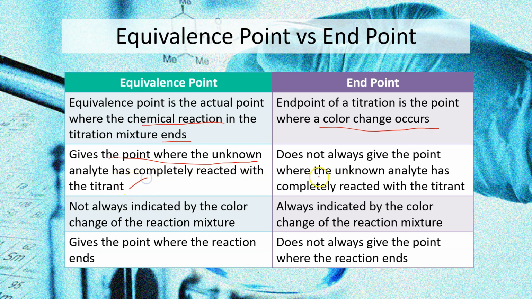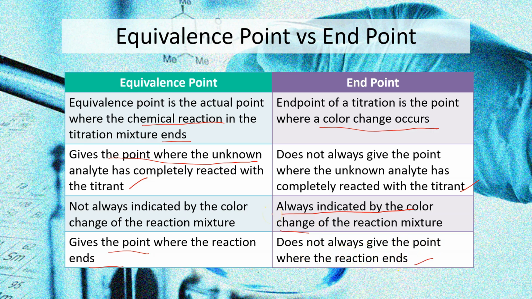Next, the equivalent point gives the point where the unknown analyte has completely reacted with the titrant. The endpoint does not always give the point where the unknown analyte has completely reacted with the titrant. The equivalent point is also not always indicated by the color change of the reaction mix, while the endpoint is always indicated by the color change of the reaction mix. The last comparison is that the equivalent point gives the point where the reaction ends, while the endpoint does not always give the point where the reaction ends.